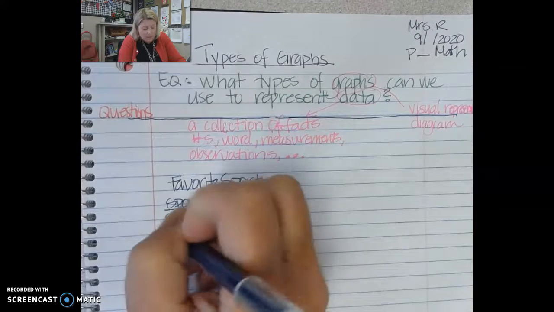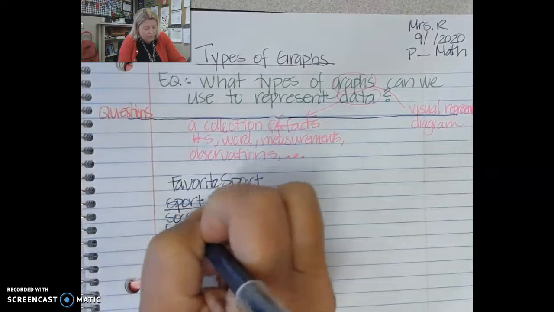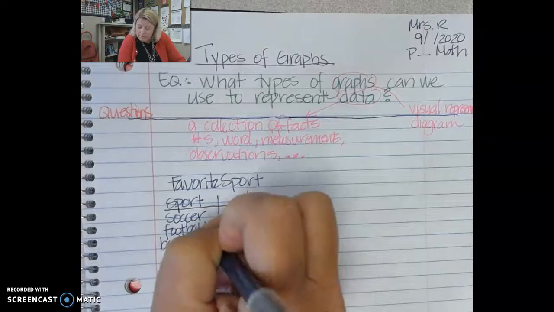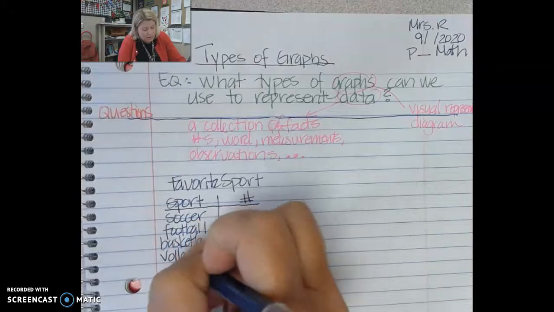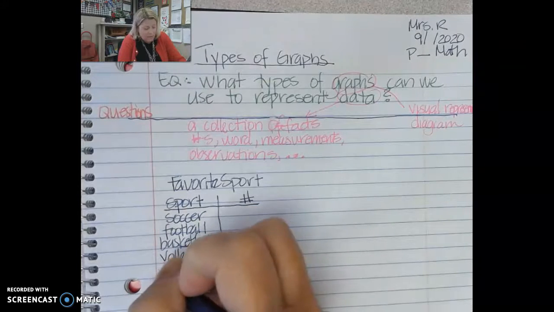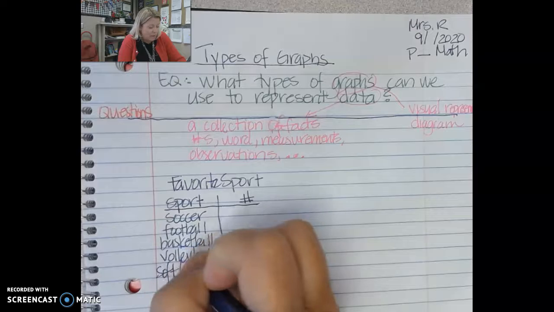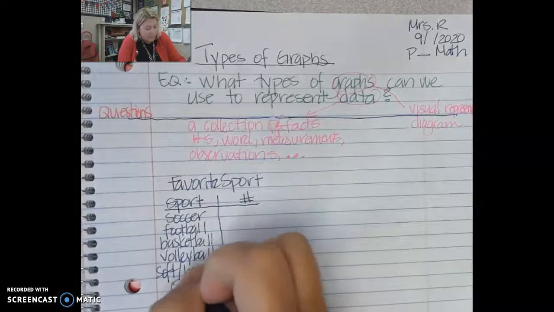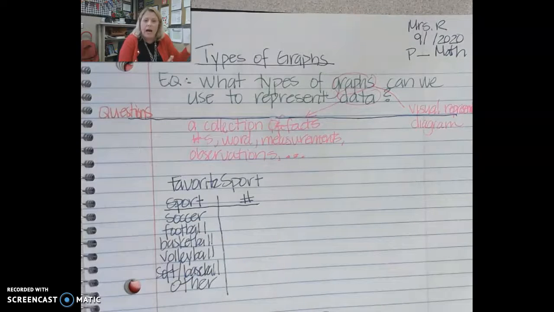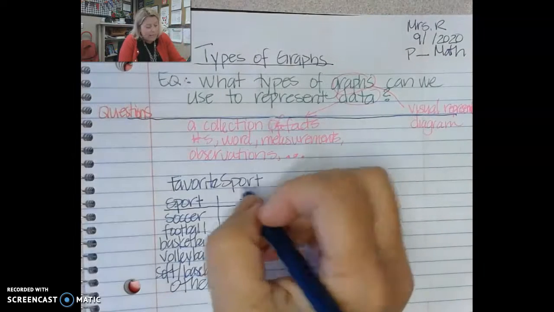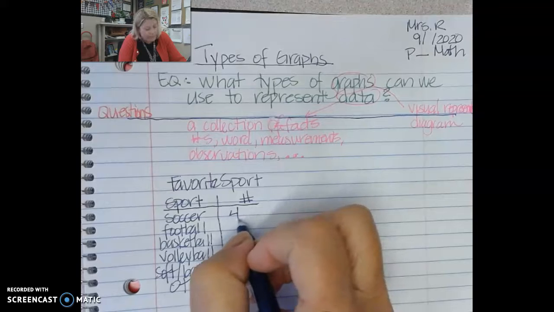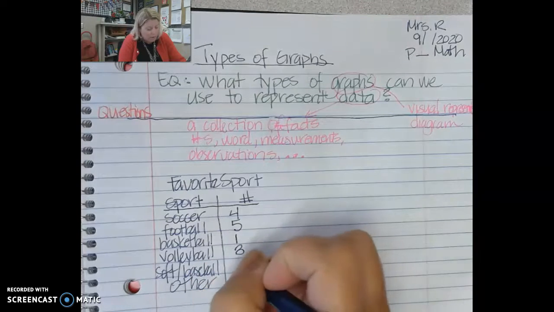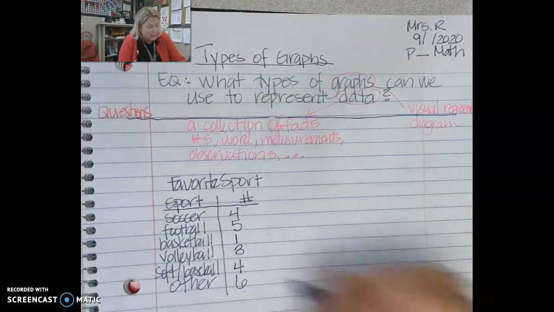And on one side I'm going to write down some types of sports. So I have soccer, football, basketball, volleyball, softball or baseball. I'm going to include both of them together. And then one of my favorites is hockey, so I'm going to put that in the other category. And let's say I asked you guys all this question, and I got 4 of you that liked soccer, 5 that liked football, 1 that liked basketball, 3 that liked volleyball, 4 that liked baseball, and 6 others.